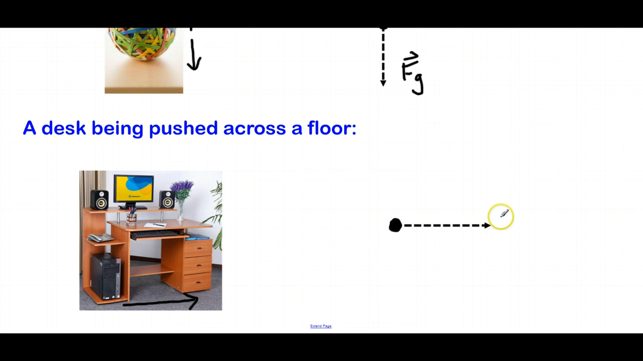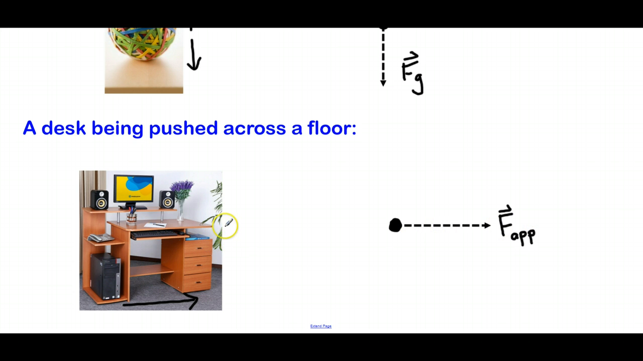We just call it the applied force because it's general. We're applying some sort of push or pull force. So we use an F with an APP to represent applied, meaning that we've applied some sort of force. It's just a general push or pull. So we're pushing that desk to the right.